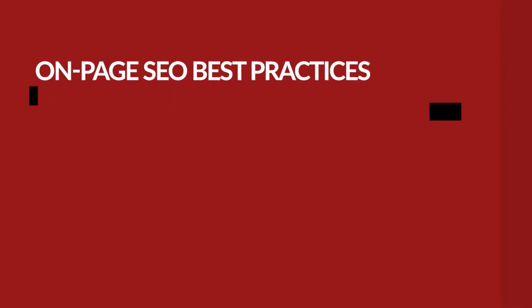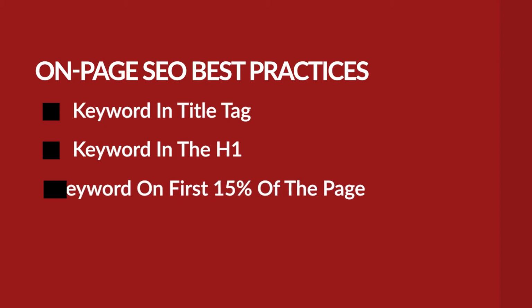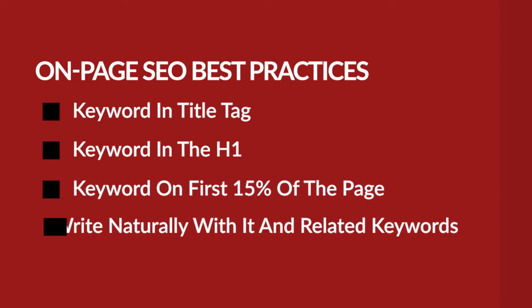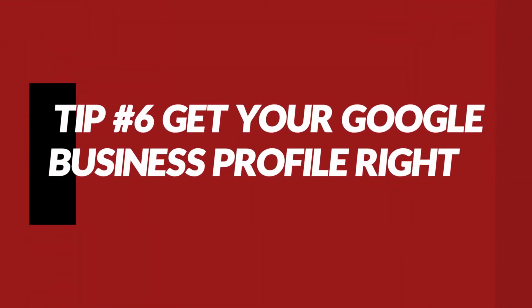Put your keyword in the title tag. Put your keyword in the H1. Put your keyword in the first 15% of the page. Use the keyword and related keywords wherever you can while still writing naturally. Use the keyword in the URL. Honestly, just check out the checklist. It'll do you well. Tip number 6, get your Google business profile right.